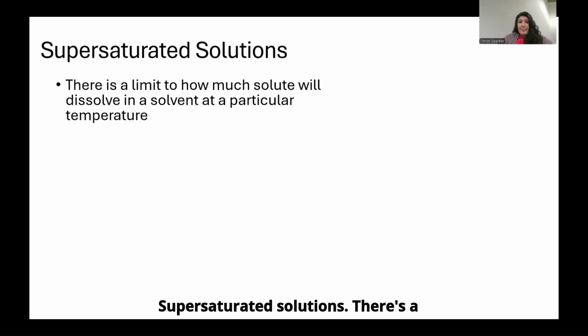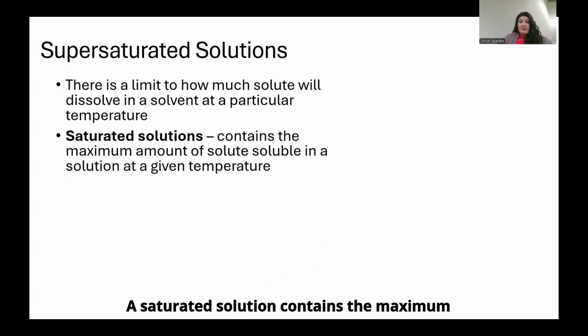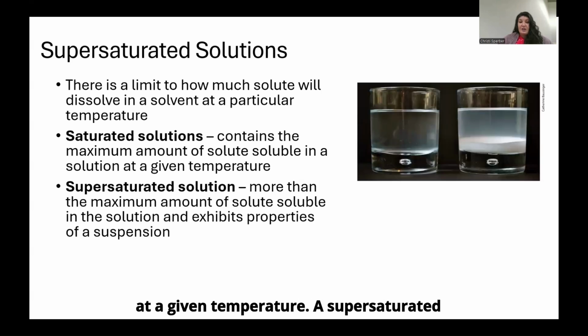Supersaturated solutions. There's a limit to how much solute will dissolve in a solvent at a particular temperature. A saturated solution contains the maximum amount of solute soluble in a solution at a given temperature. A supersaturated solution contains more than the maximum amount of solute soluble in a solution and exhibits properties of a suspension. So you can see that we have a saturated solution on the left, and on the right-hand side, we have a supersaturated solution where particles of the solute settled at the bottom because it no longer can go into solution.